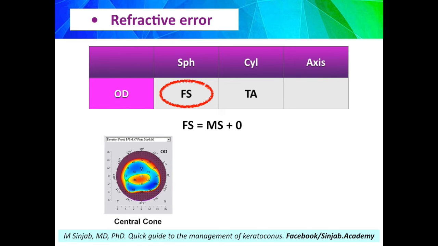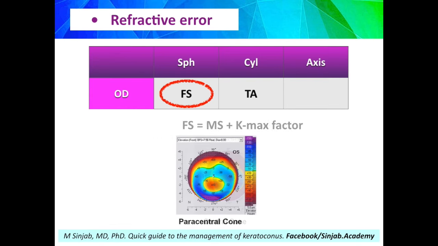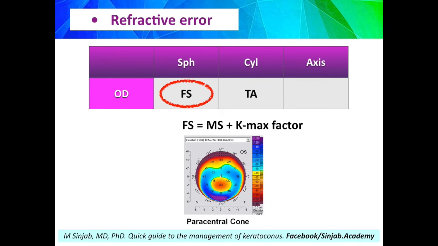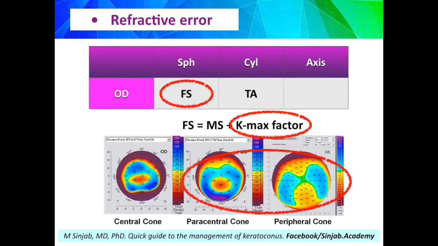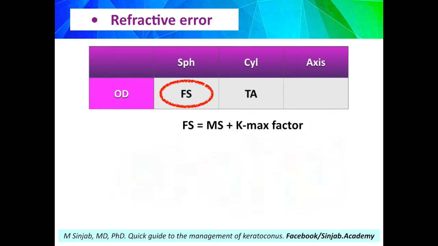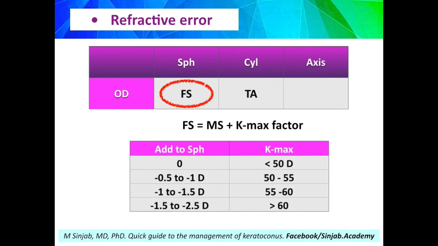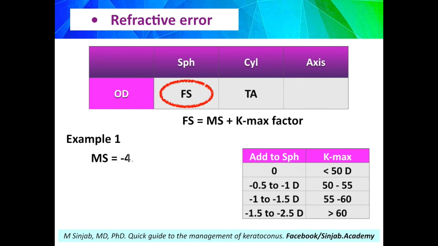The Kmax factor equals 0 when the cone is central, because it is already central and it will be flattened. While when it is a paracentral cone or peripheral cone, the Kmax factor should be considered for this reason. The nomogram of Kmax factor is, as you see here, we add something to the sphere according to the amount or to the number of Kmax. And we will take some examples.